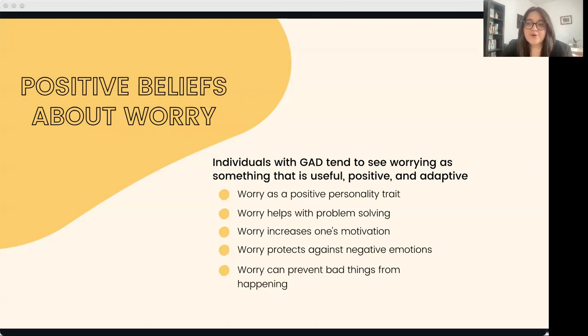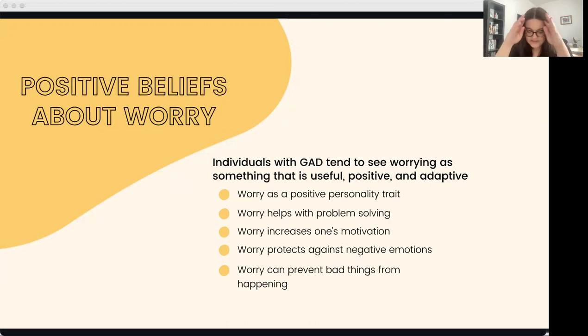The second views worrying as helping guide the problem-solving process by anticipating, planning, or even preparing for various situations. For example, someone may worry about an upcoming vacation, and that's going to help them prepare and plan in the event that problems arise on a trip.